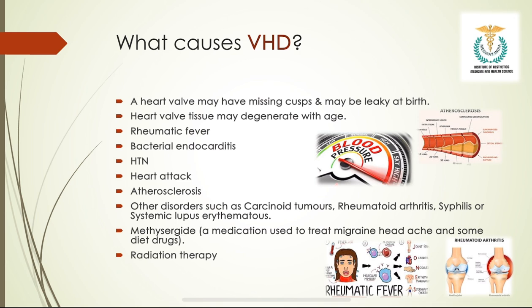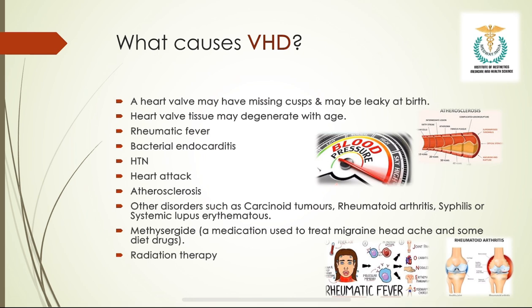What causes VHD? Coming to the causes, a heart valve may have a missing cusp, or may be leaking at birth. From birth itself, there can be a missing cusp in the heart valve, or it may be leaking at birth too. Heart valve tissue may also degenerate with age. As you age, degeneration can happen in the heart valve tissue.